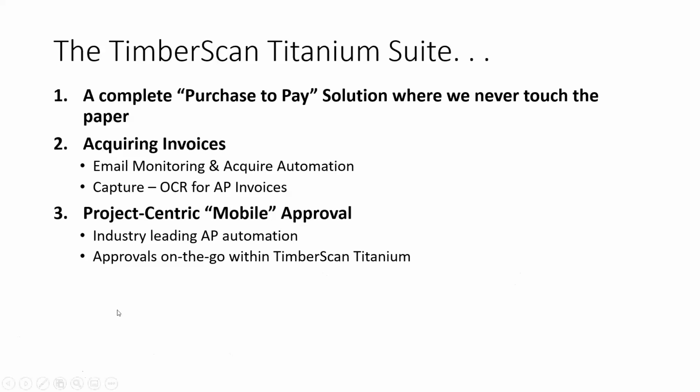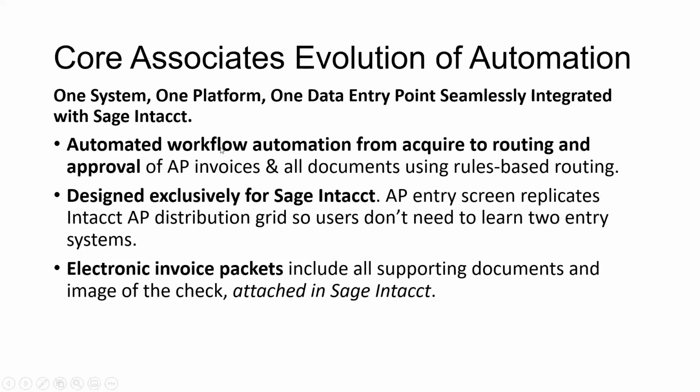It involves things like email monitoring, acquire automation, OCR capture for the AP invoices, and then of course the ability to manage everything from a decentralized or mobile environment. So this system is designed to work in any type of environment on any type of device. So we're going to go through that particular process in a couple of minutes, and we'll talk about that.